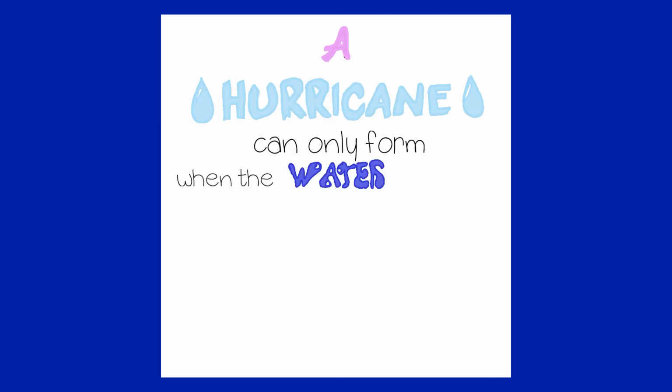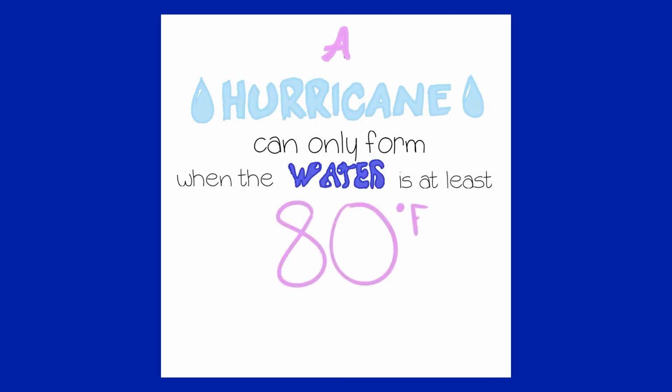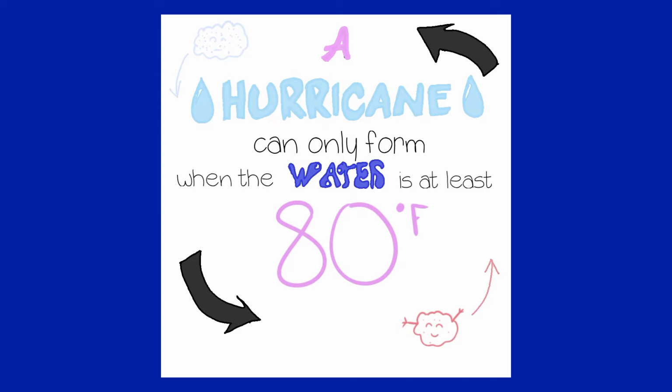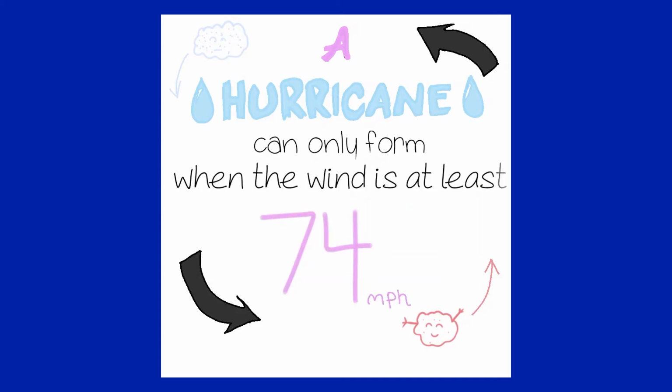So, to recap, a hurricane can only form when the water is at least 80 degrees. That creates warm air that rises and makes the cool air fall. This cycle keeps happening until it creates a storm. Then the winds speed up to at least 74 miles per hour. And that, my friends, is a hurricane.